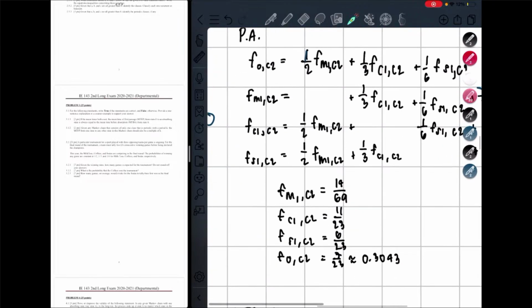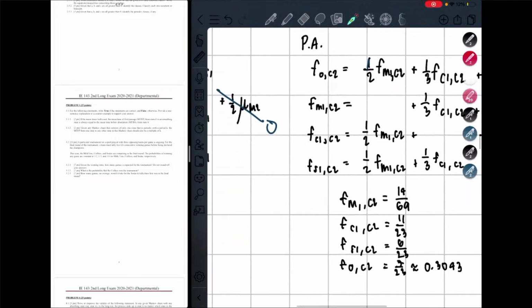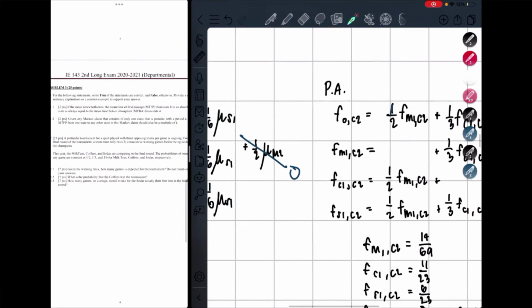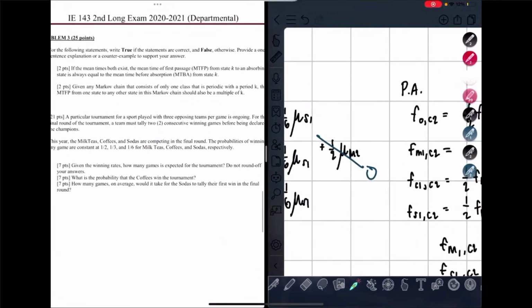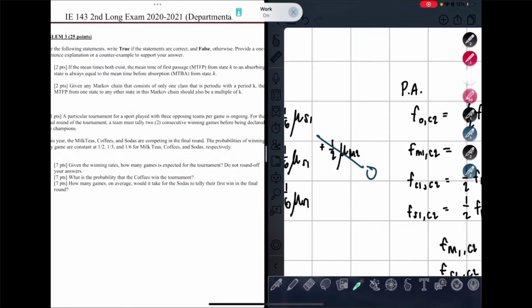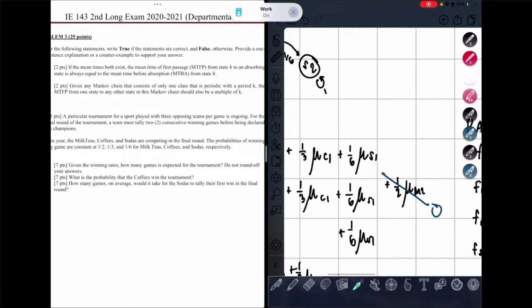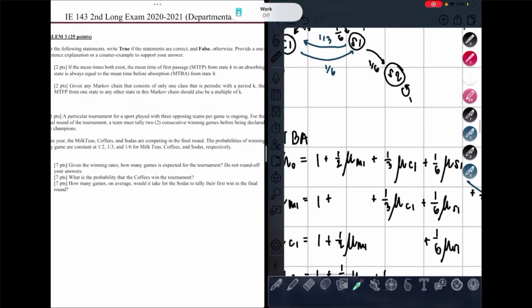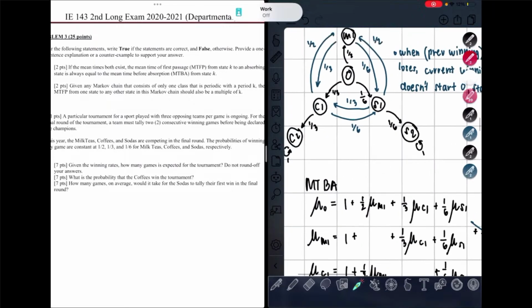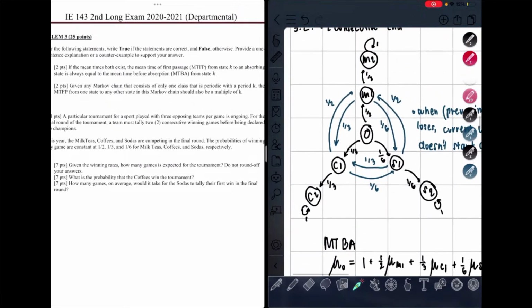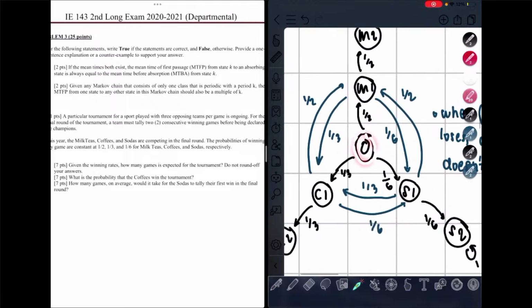Last one. How many games on average would it take the Sodas to tally their first win in the final round? Let me just zoom that in for the ones without a copy. I believe Jerome sent a link also. Yes, sir. Thank you. How many games on average would it take for the Sodas to tally their first win in the final round? So we're going from the start of the tournament, here at 0, to Sodas winning their first round, S1.